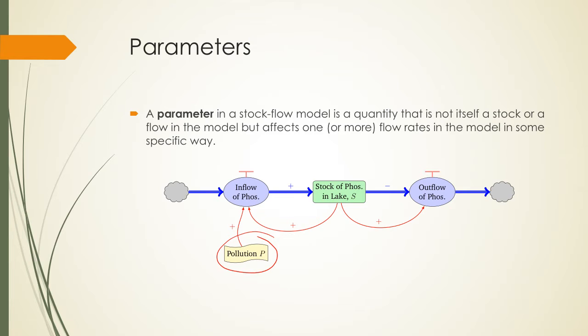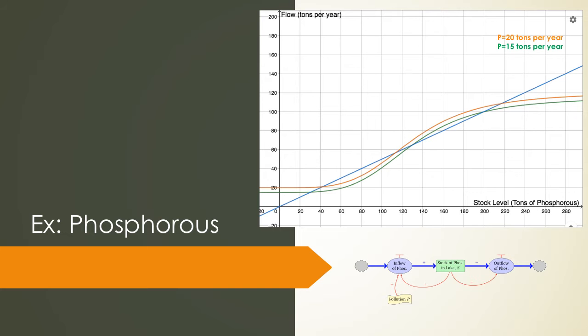Note that the parameter increases the inflow of phosphorus into the lake, so we indicate this with the plus. Just as we measured the strength of control arrows, we can also measure the strength of parameters by checking how a change in the parameter affects the flow. In the case of pollution, each ton of phosphorus in runoff directly increases the inflow by 1 ton, so this parameter has a strength of +1.